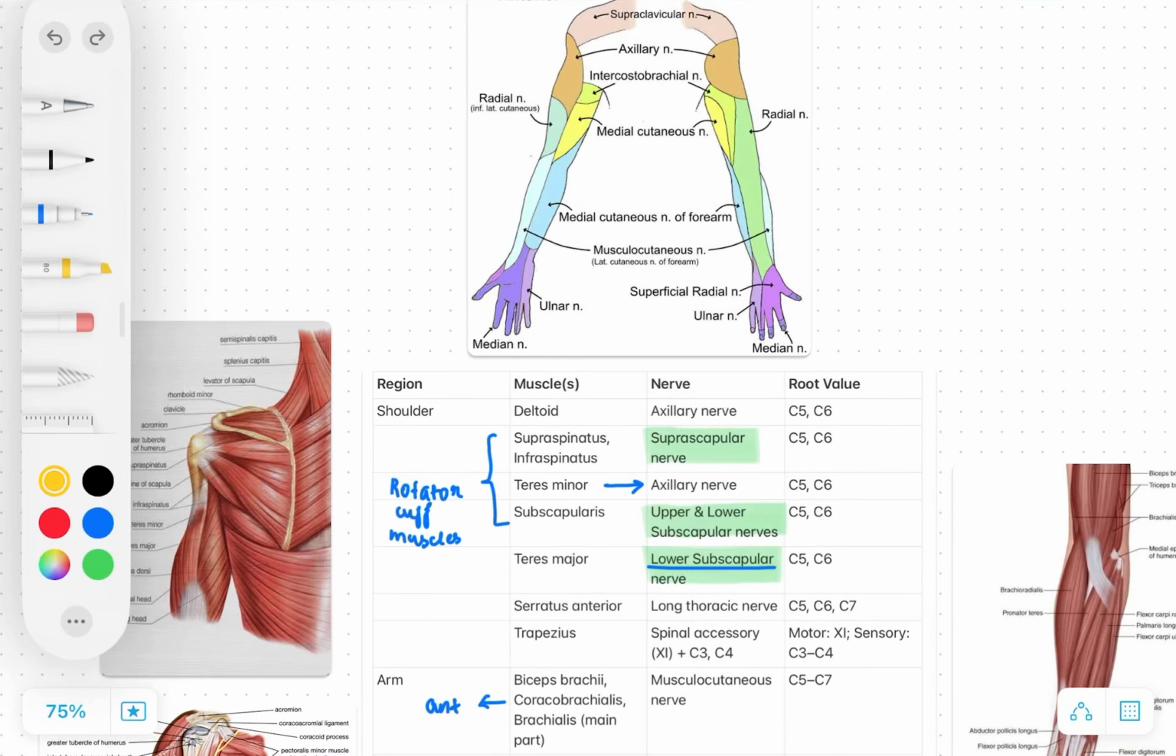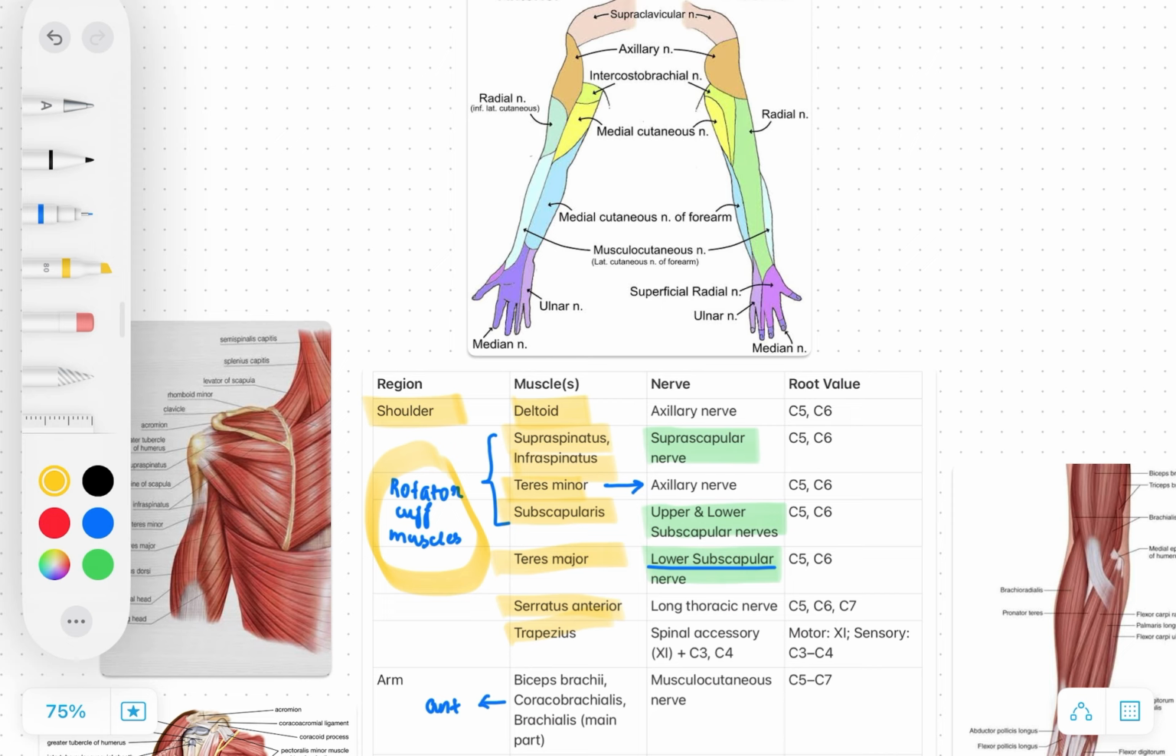Hello everyone, in this video we are going to discuss the nerve supply of the upper limb. First, coming to the shoulder region, the muscles are deltoid, supraspinatus, infraspinatus, teres minor and subscapularis, teres major, serratus anterior, trapezius. So the rotator cuff muscles are supraspinatus, infraspinatus, teres minor and subscapularis.